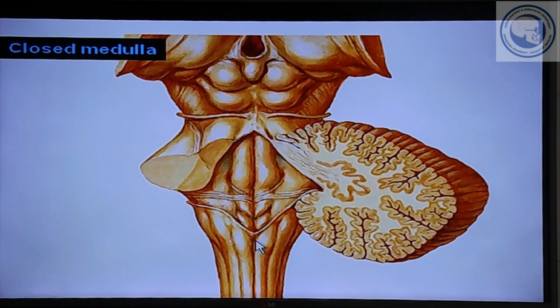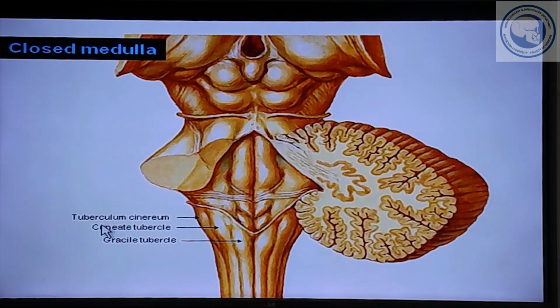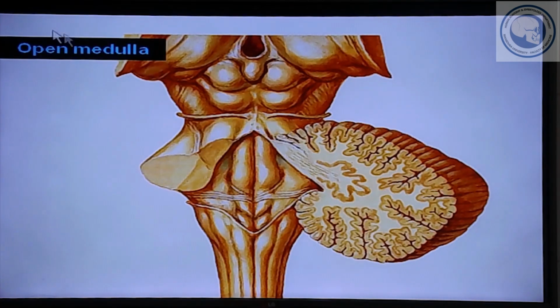We will have three elevations arranged from medial to lateral. First, the gracile tubercle, which is formed by the gracile nucleus. Lateral to it, we will find the cuneate tubercle, which is formed by the cuneate nucleus, and lateral to it we will find the tuberculum cinereum, which is formed by the spinal trigeminal nucleus. What about features in the open medulla?